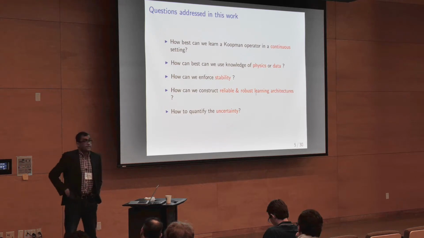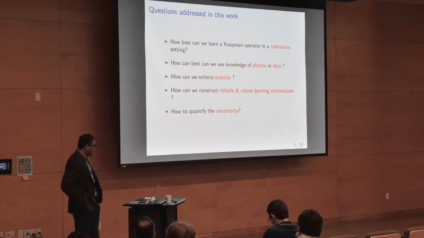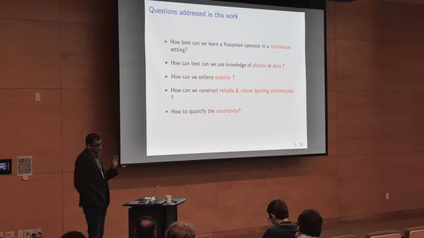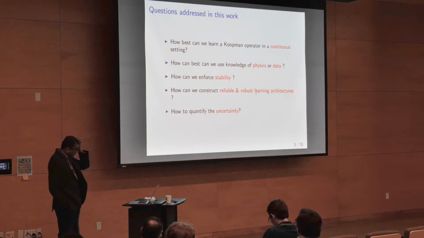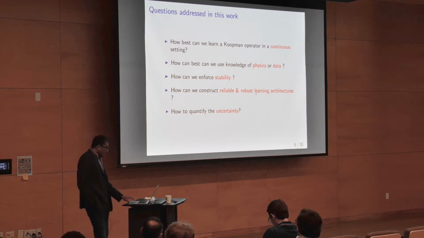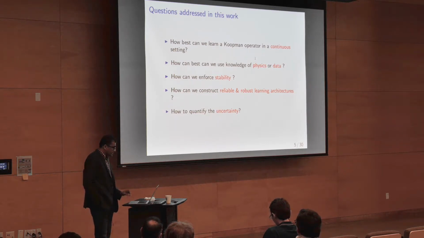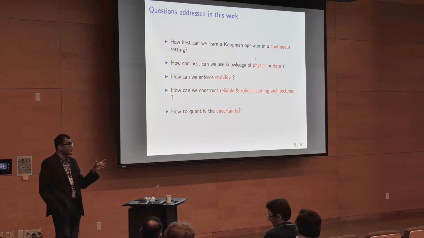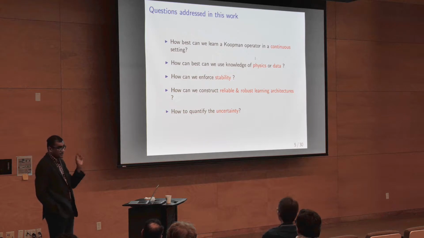So what are we addressing in this work? This is what we are set up to do. First thing is we want to find the best ways to learn the Koopman operator in a continuous setting, continuous dynamics, and not discrete. The second thing we're going to address is how best can we use the knowledge of the physics, in the sense that if you know the governing equations of the original dynamics, how can you use it?